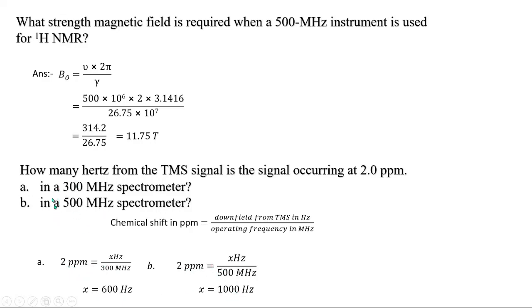This is nothing but: at 500 megahertz, 1 ppm is 500 hertz, 2 ppm is twice that, 3 ppm thrice that, 4 ppm four times that. So you only have to multiply the ppm value by the megahertz, here 500, and you get the value in hertz. This is very simple because ppm means parts per million, that is 1 by 10 to the power 6, and when multiplied by megahertz, you get hertz. So this is a very simple question.